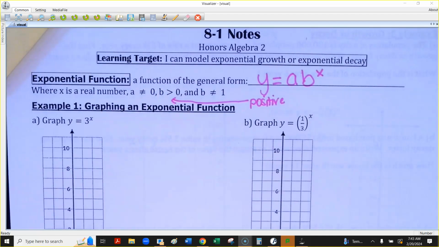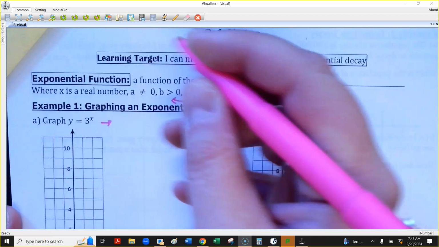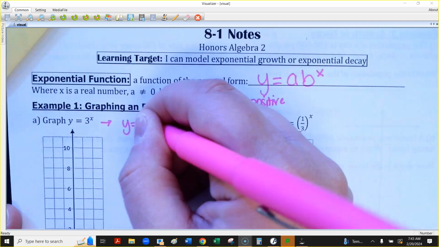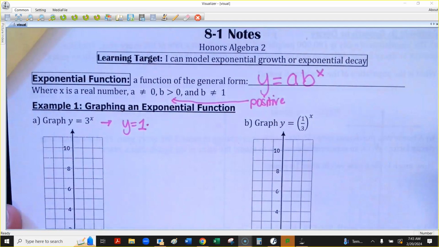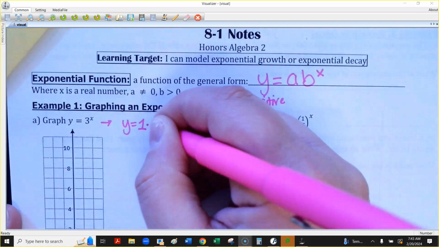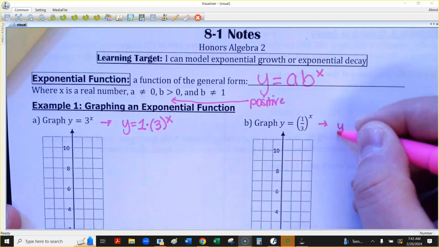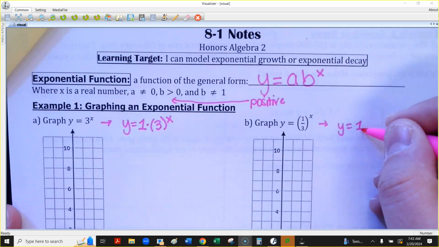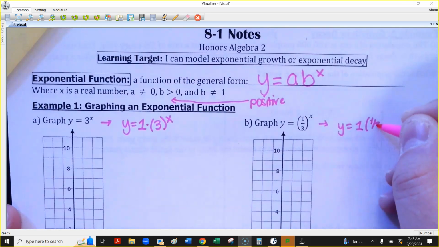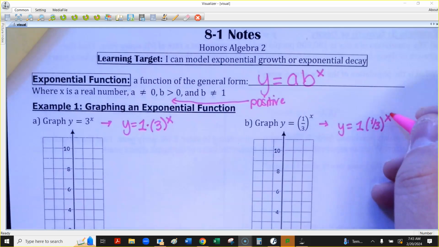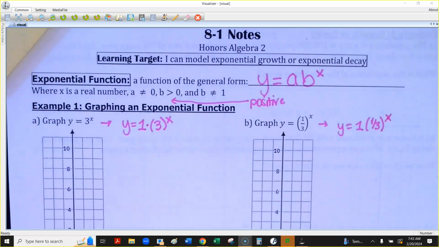All right, so we're just going to do some basic introduction to what these look like. I'm going to write, and you don't have to write this at all, y equals 3 to the x. Really, in this scenario, the a value is 1, and they're just not writing that in there. And the one right next to this, in that format that I wrote above, 1 is really the a value. It's just not being written in that particular equation because it wouldn't affect it. But both of these have an a value of 1.